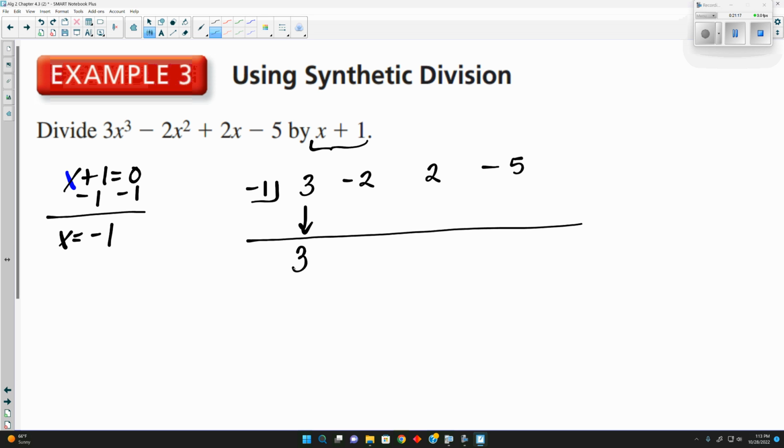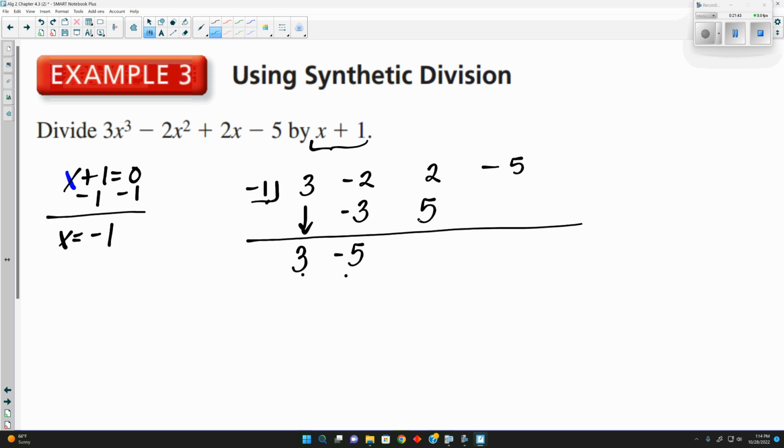For this one here, I'm not going to write out the multiplication because I feel at this point we get an understanding of what's going on in those steps, yes? So the first thing we're going to do is -1 times 3, which is -3. We add straight down. -2 plus -3 is -5. We do -1 times -5, which is +5.